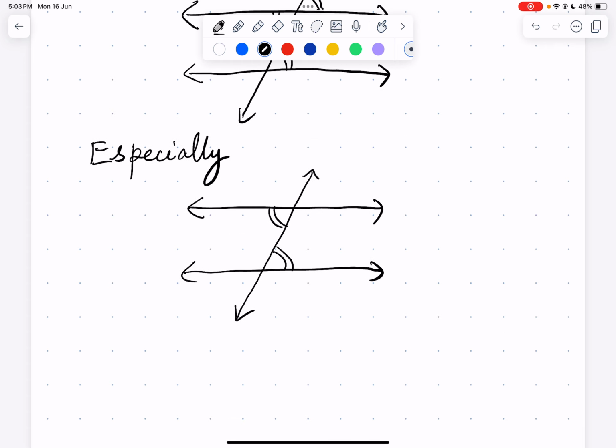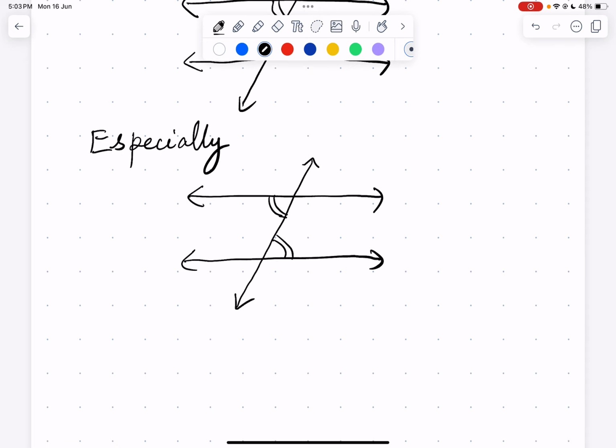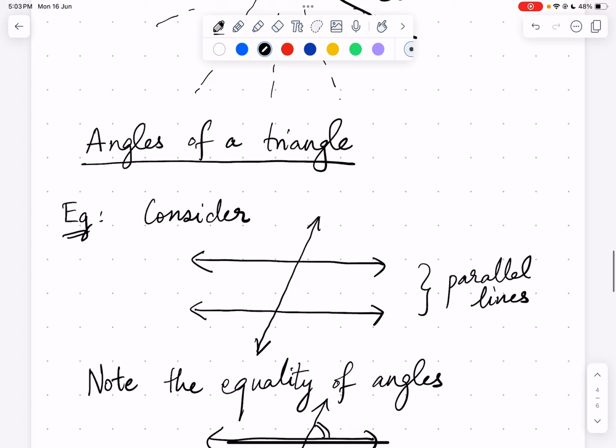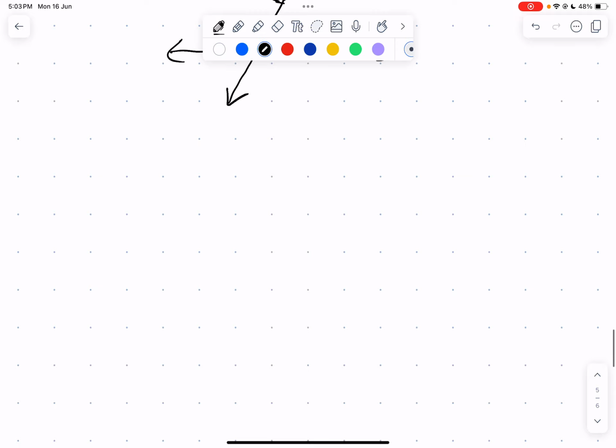So this is a result which we'll use frequently in geometry. It's useful to keep in mind that if we have two parallel lines and a line cutting both of them, then these two angles are equal, and similar relations between angles. Okay. So our original goal was to study the angles of a triangle, right? So we'll go ahead with that.